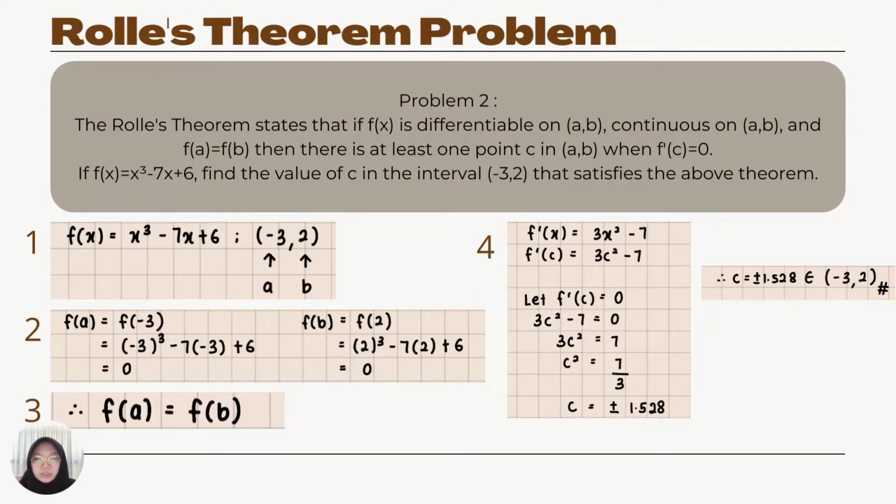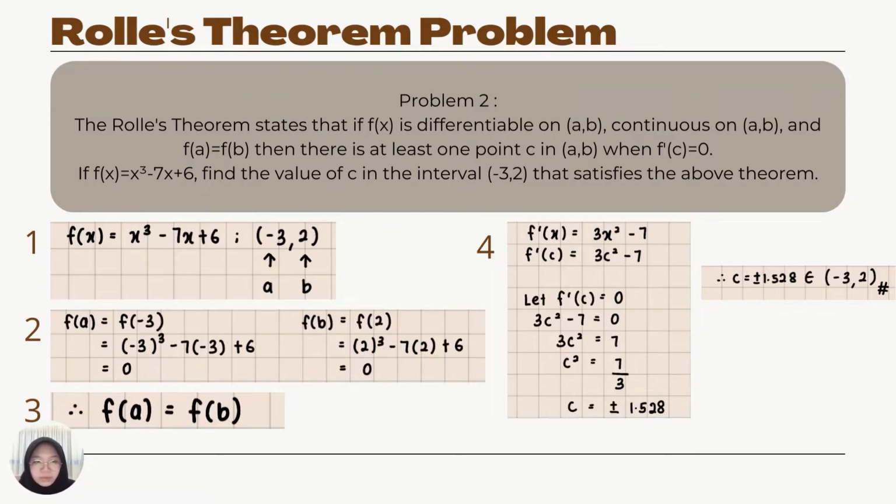So first, same as the question before, we take out the function f(x) and the interval that has been given in the question. So f(x) equals x cubed minus 7x plus 6 and the interval is [-3, 2]. Negative 3 is a and 2 is b. We substitute negative 3 into x, so we get f(a) equals 0. Same goes to f(b). We substitute 2 into x and we get f(b) equals 0. Therefore, f(a) equals f(b) because both give the answer 0.